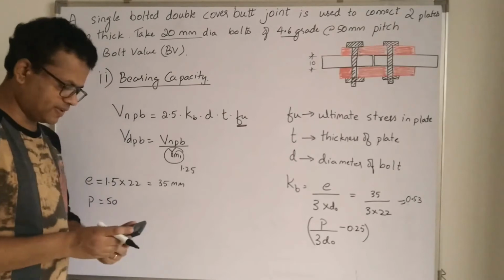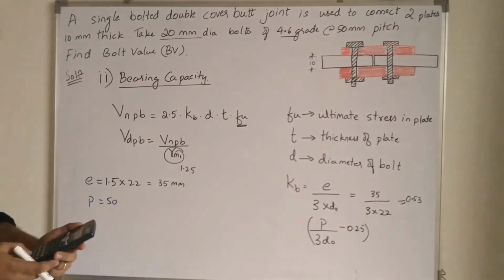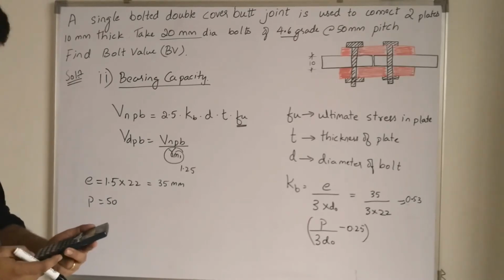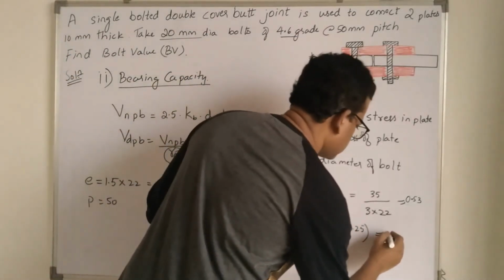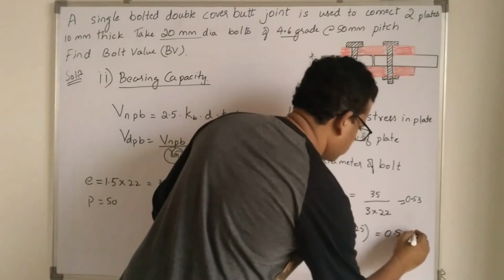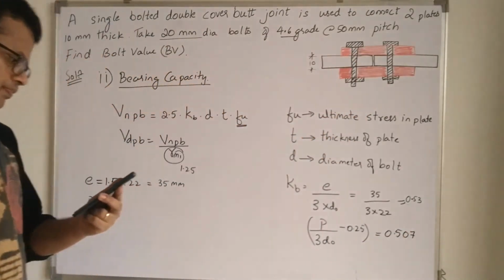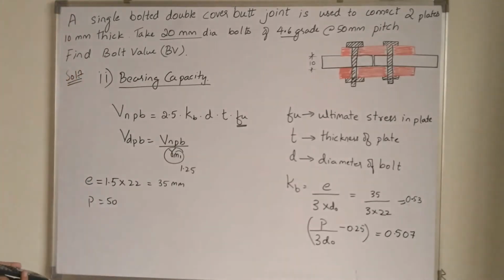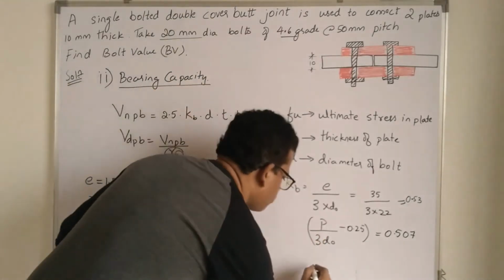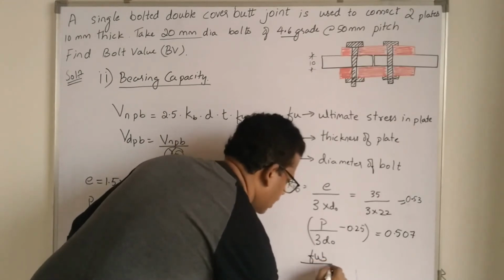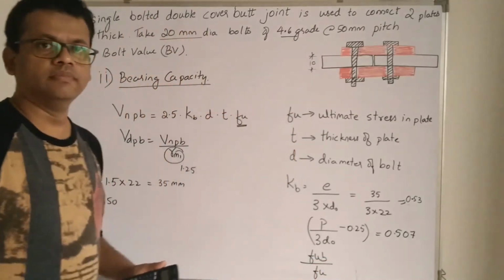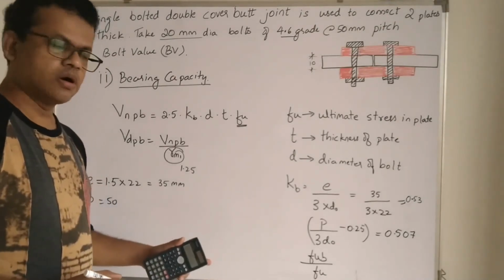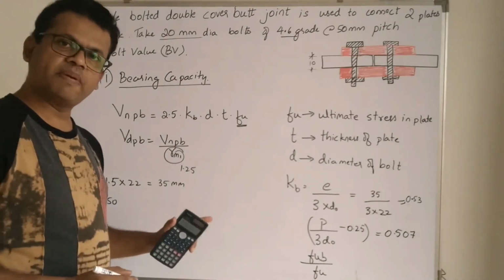So let me take this value, 50 divided by 66 minus 0.25. It is 0.507. Okay, so this is the second way of calculating. The next way is FUB upon FU. FUB means ultimate stress of bolt divided by ultimate stress of plate.